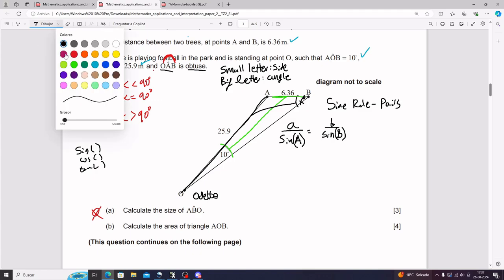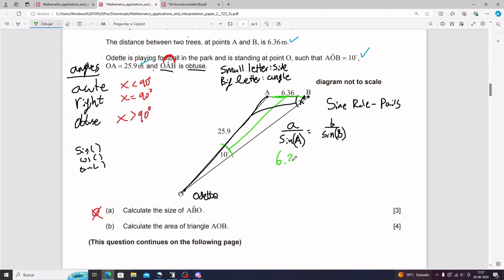Okay? So what I'm going to define it as is I'm going to say that these guys in green will be my first pair. See? So if these guys in green are my first pair, that means I have 6.36 divided by sine of 10 degrees equaling, and now it's the part in black, right? So my side for that angle X is going to be 25.9 divided by sine of X.